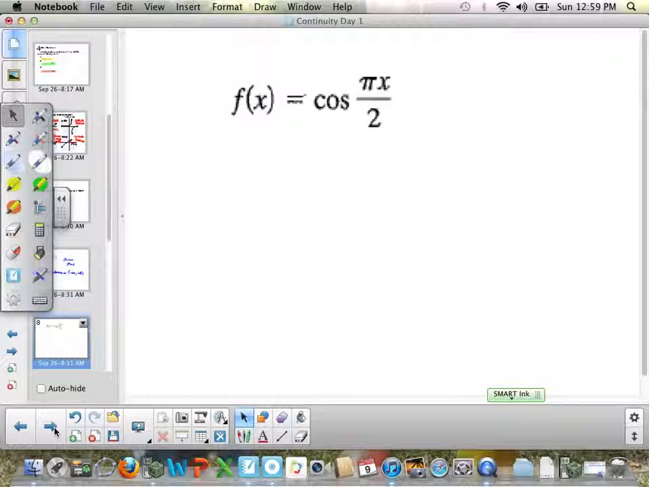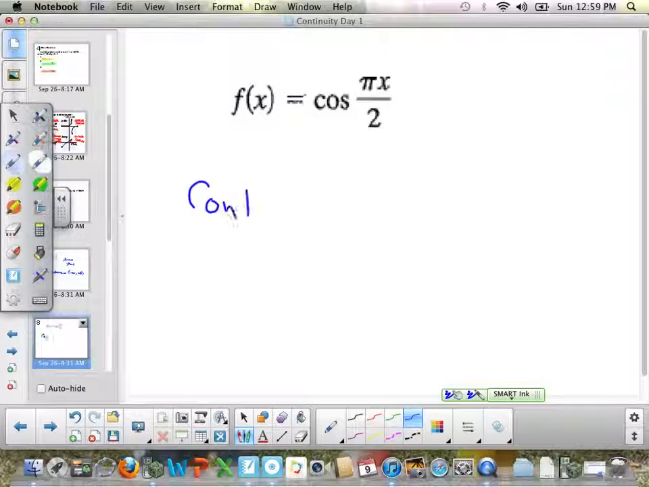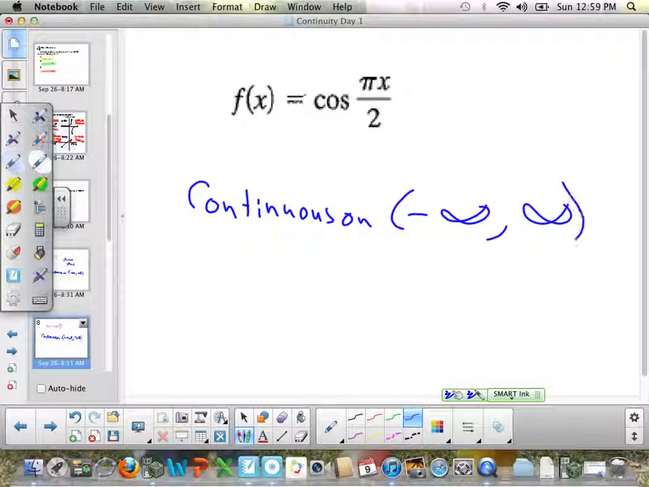is a trig function. And again, using the 3-point system, is there any place the cosine does not exist? And no, cosine exists on all real numbers. So the function is always defined. And by properties, you can always take the limit of cosine by plugging and chugging. So the function always exists. The limit always exists. They always agree. So this function is continuous on all real numbers. And again, as an interval from negative infinity to infinity.